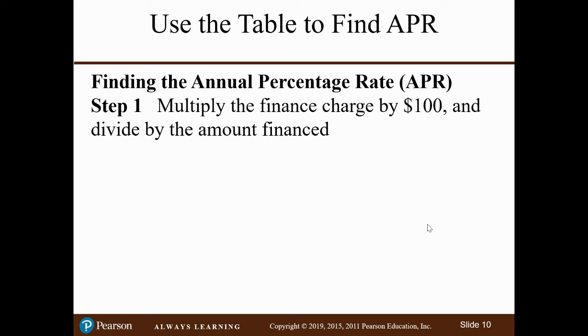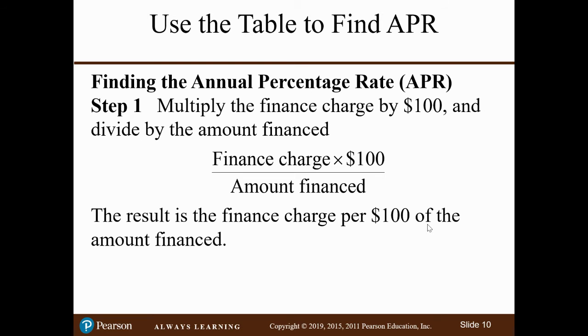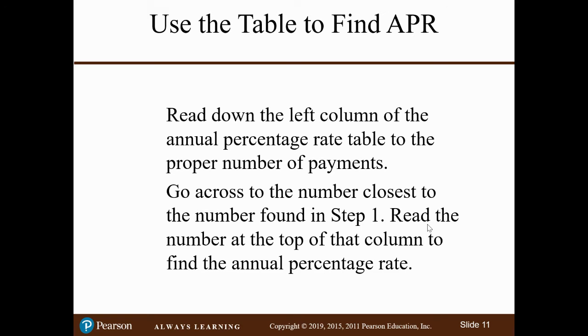And then we're going to find the exact annual percentage rate. And we're going to be using a table for that. And I'll show you that when we get into the examples. But in that case, you're going to multiply the finance charge by $100 and divide by the amount financed. So finance charge times 100 divided by the amount financed. And that'll give you a number that is the finance charge per $100. Then you're going to go to the tables and look that up on the table, and I'll show you how to do that when we get to an example.